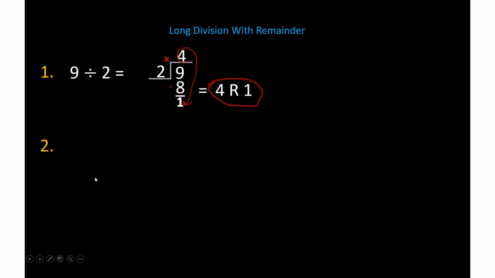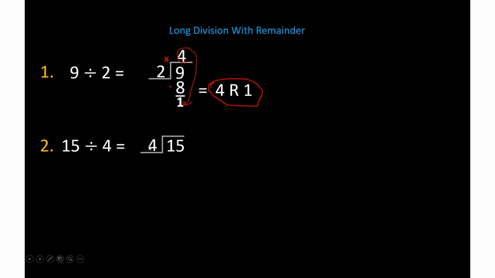Next example, 15 divided by 4 equals. We draw our long division sign. 15, the dividend, we'll write it in here. 4, the divisor, we'll write it out here. And we start dividing. We say 1 divided by 4, it cannot go. Well, how many 4s are there in 1? 4 cannot go into 1. So, 1 is way small. So we take the 2 digits, 15.